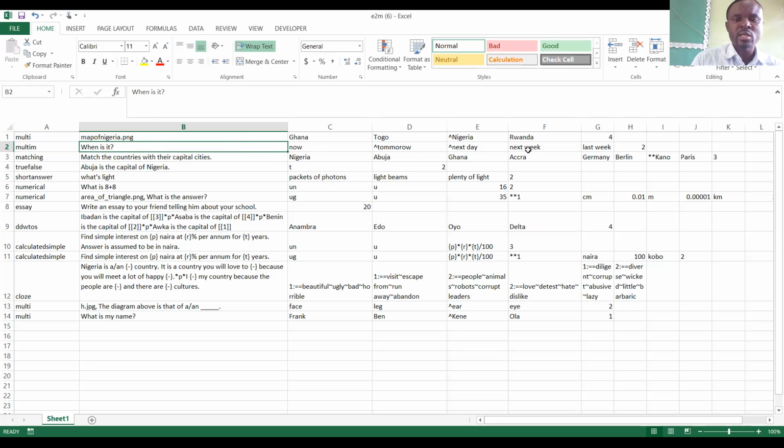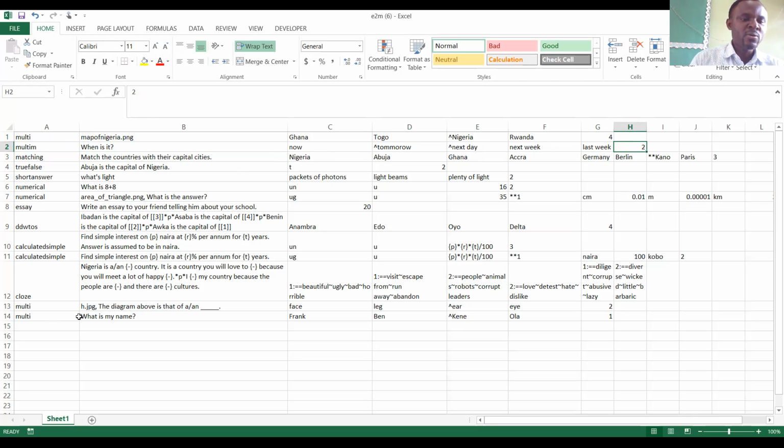Okay, so when is it? Now, tomorrow, next day, next week, last week. 2 correct answers, tomorrow and next day, each of them is preceded by a caret. And there are 2 points obtainable for this. So the numerical weight for this particular question is 2.